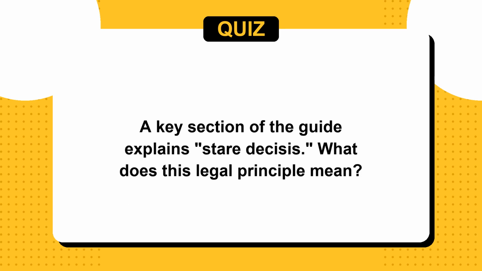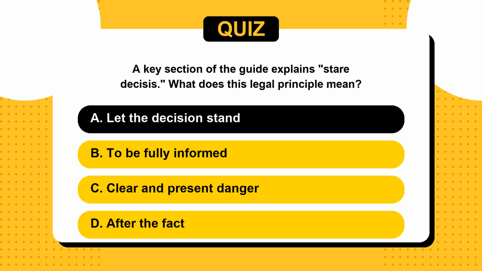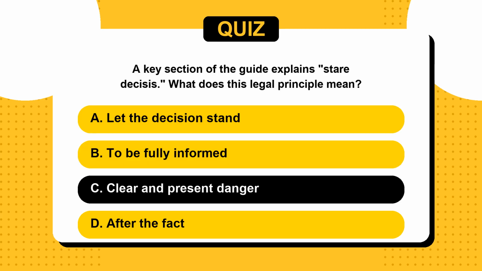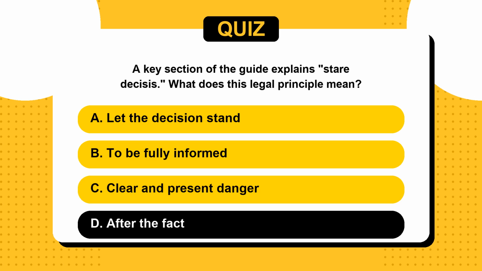Next question. A key section of the guide explains stare decisis. What does this legal principle mean? Is it A, let the decision stand? Or B, to be fully informed? C, clear and present danger? Or D, after the fact?